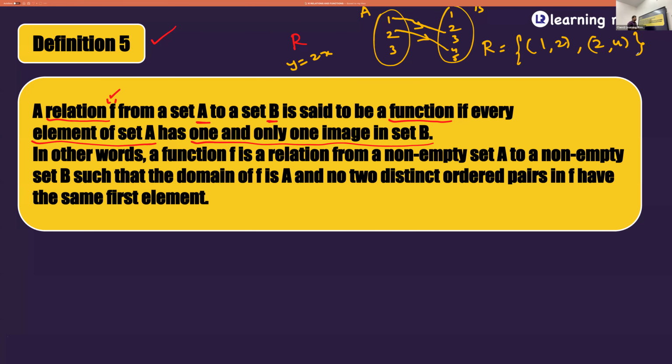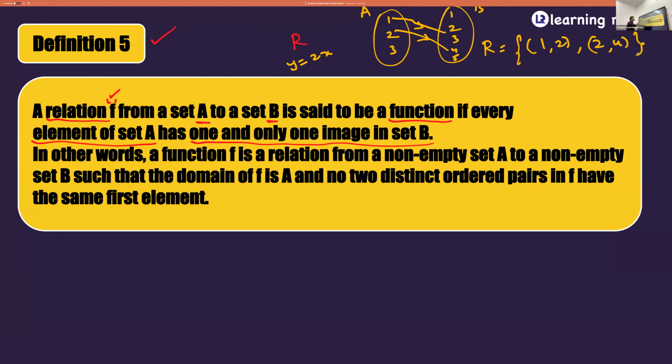So what they are saying is, this relation can be called a function if, and this word is important, every element of set A has one and only one image associated with the element in set B. So what is important for this to be called a function? I need to ensure that 3 is also mapped to some number. But in this case, it is not mapped. So this relation cannot be called a function. Are you able to understand?